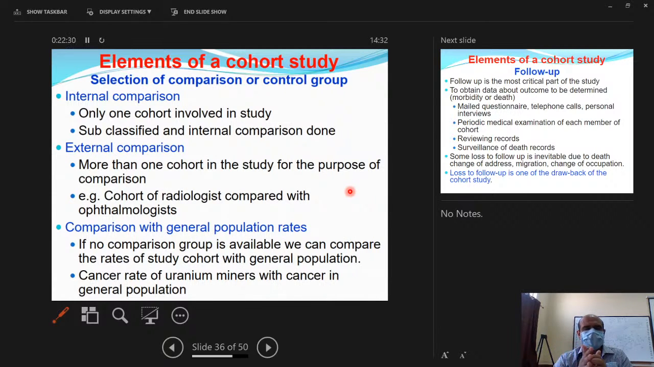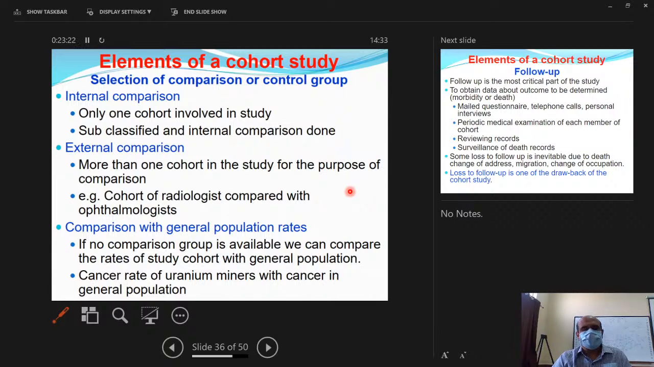So when you say internal comparison, only one cohort is involved in the study and then subclassified, and internal comparison is done. Like you take a cohort of people with diabetes. So you will study only diabetes and then follow them up, and then you divide them into two groups like type 1 diabetes and type 2 diabetes, and then you study some comparisons. So this is internal comparison. You take one cohort, for example a cohort of cardiovascular disease, and start studying it, then subdivide them into hypertensive and non-hypertensive cardiovascular disease. Okay.